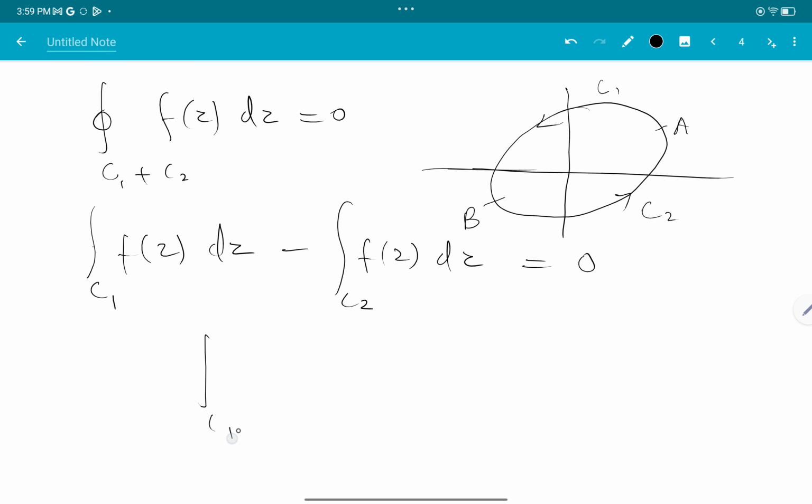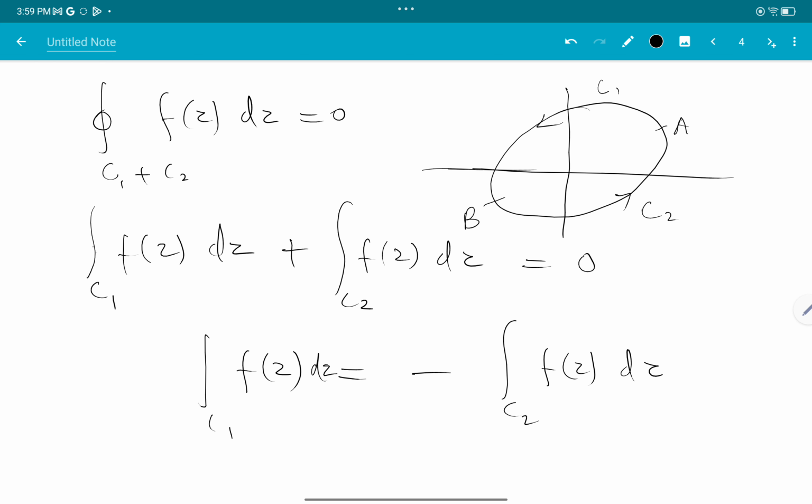I have the integral over C1 of f(z) dz is equal to minus the integral over C2 of f(z) dz. If this path is now traversed in the opposite direction, say you are traversing a path first in this direction, then in the opposite direction, the two integrals will be minus of each other.